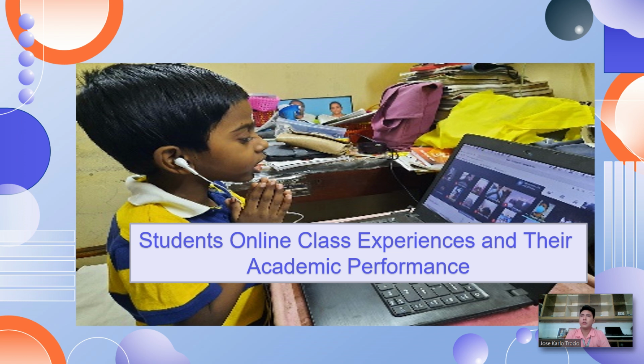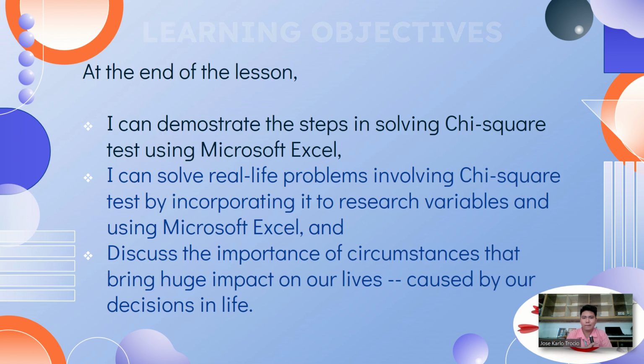So these variables have different scales. For instance, the online class experience: strongly agree, disagree, strongly disagree. While the academic performance could be outstanding, very satisfactory, needs improvement, beginner, something like that. So there are two variables, but these variables are divided into different categories. Take note of that. Later on, we'll know why we are talking about those things. Okay?